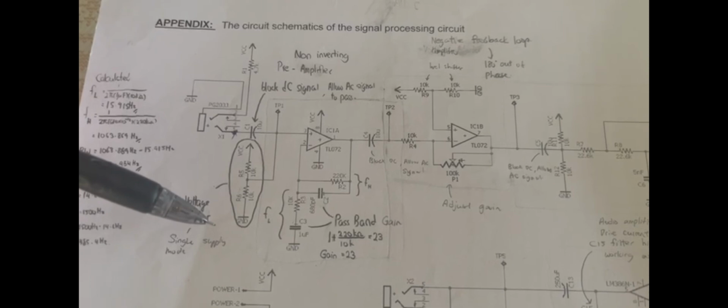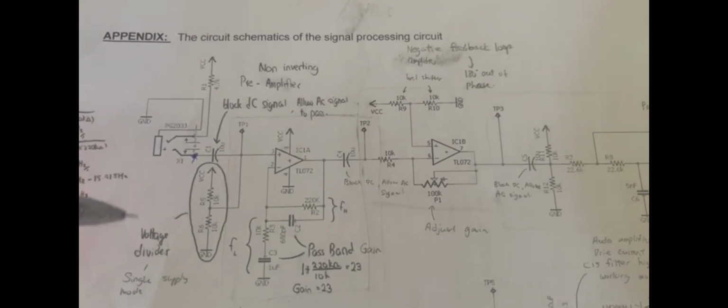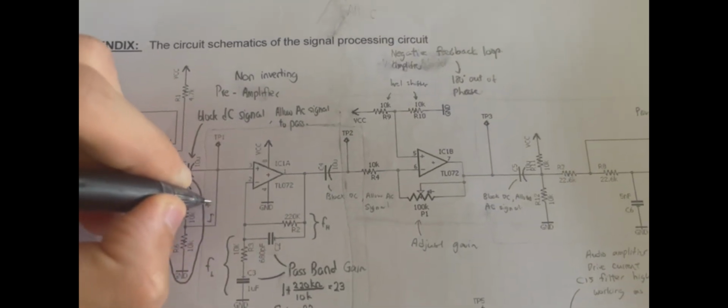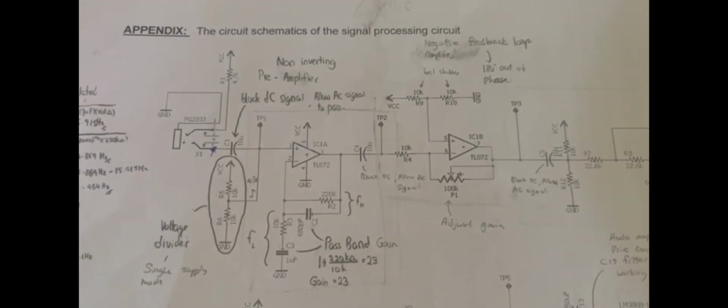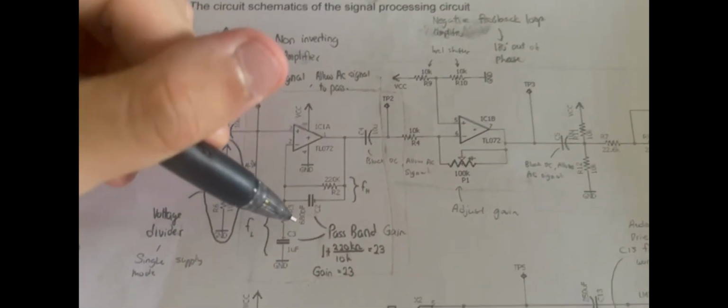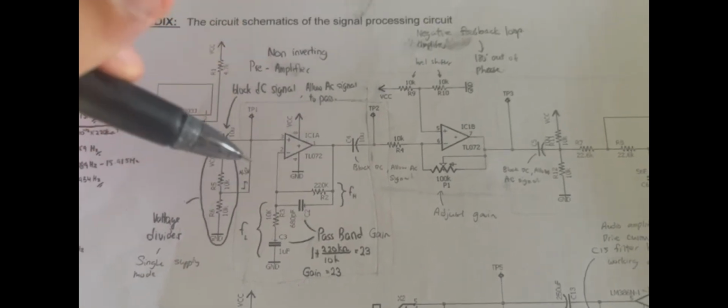Okay, so we have a voltage divider here, which will divide our power supply, which we are going to connect later. The power supply we are giving is 9 volts, so the voltage here will be 4.5 volts. This will cause the circuit to run in single supply mode. And from here we can calculate the passband gain, as we know R2 and R3.